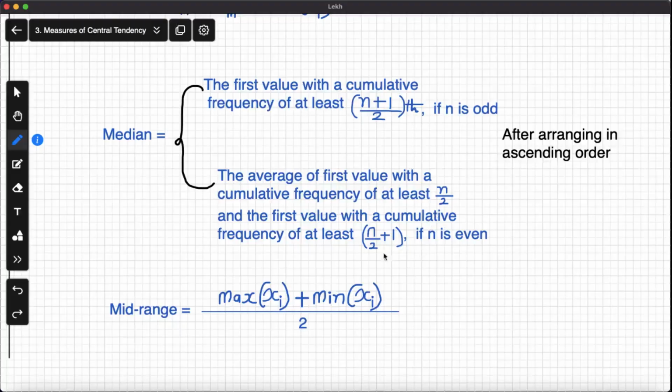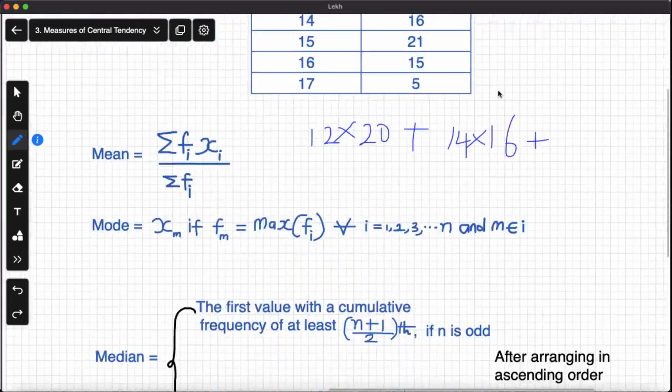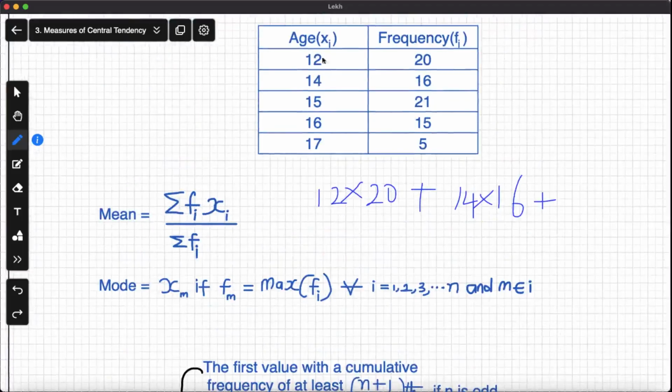In this case, we'll look at what that means. But that will only be done after you have arranged your data, so your frequency distribution is actually going to be in ascending order. I mean, maybe in descending order too, but at least it has to be in order.